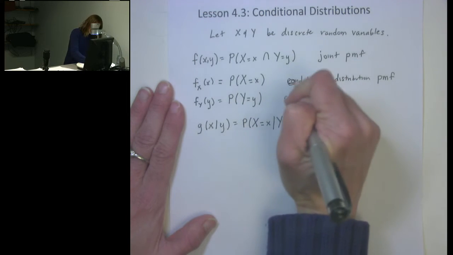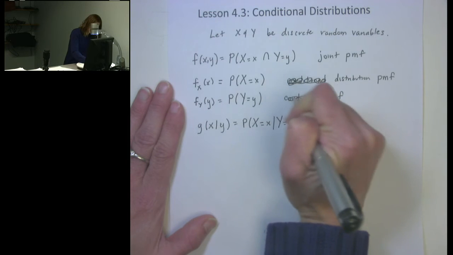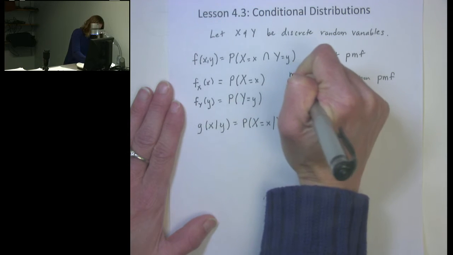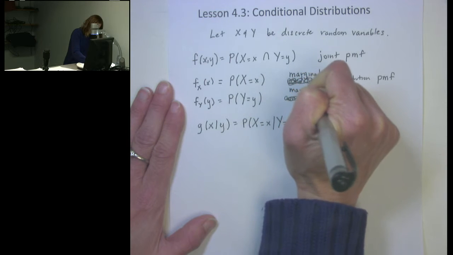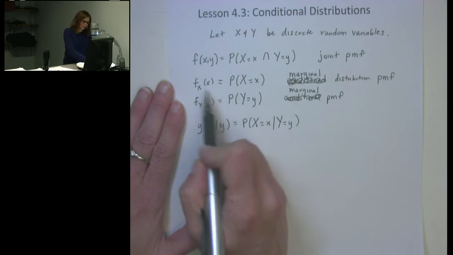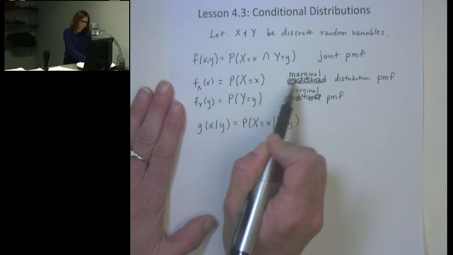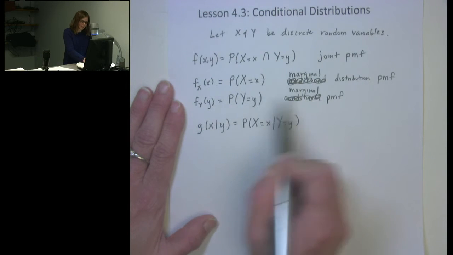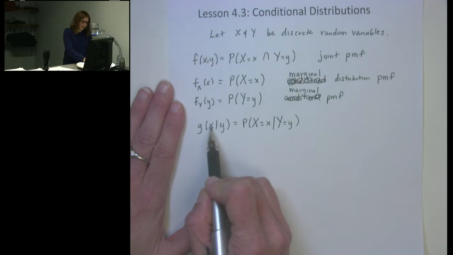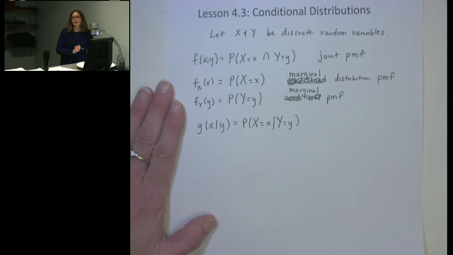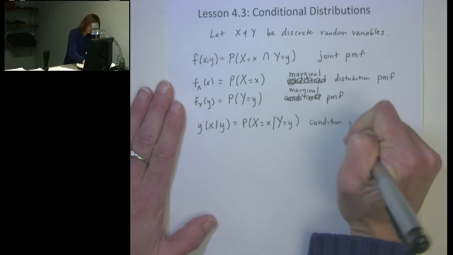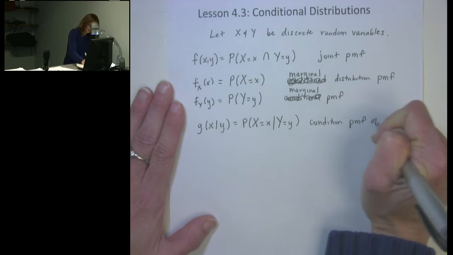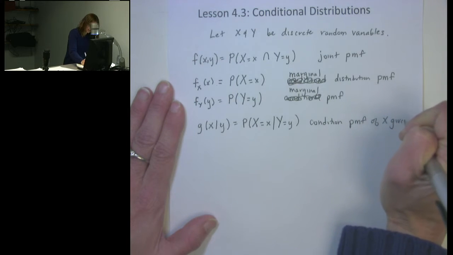Sorry, the ones I labeled earlier are not conditional. What was I thinking? These are marginal distributions. I saw that word conditional up there and I just copied it down. If we're thinking only about x, it's marginal. If we're thinking only about y, it's the marginal of y. When we're thinking about x given a particular value of y, that's our conditional distribution. This is our conditional probability mass function of x given y.